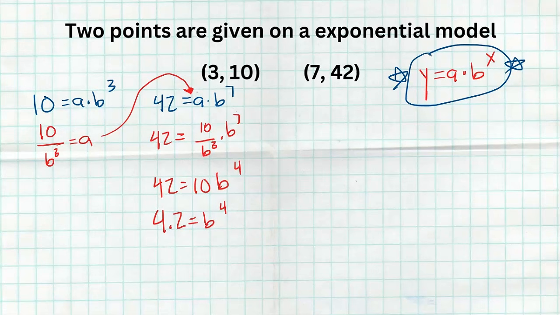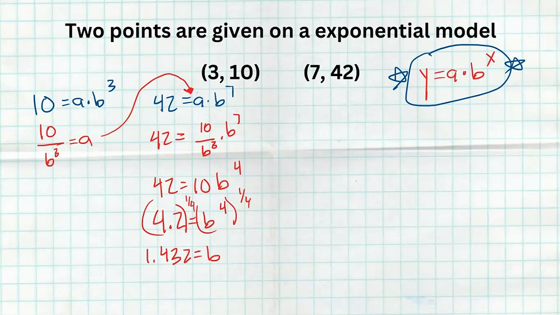Now, how do you get rid of a 4th power? You could do 2 things. You could use a 4th root, or raise both sides to the 1/4. A 1/4 power is the same thing as a 4th root. So if I take 4.2 and I raise it to the 1/4 power, I get 1.432. Now that's rounding it to 3 decimals, which is a smart thing to do here for my b value.